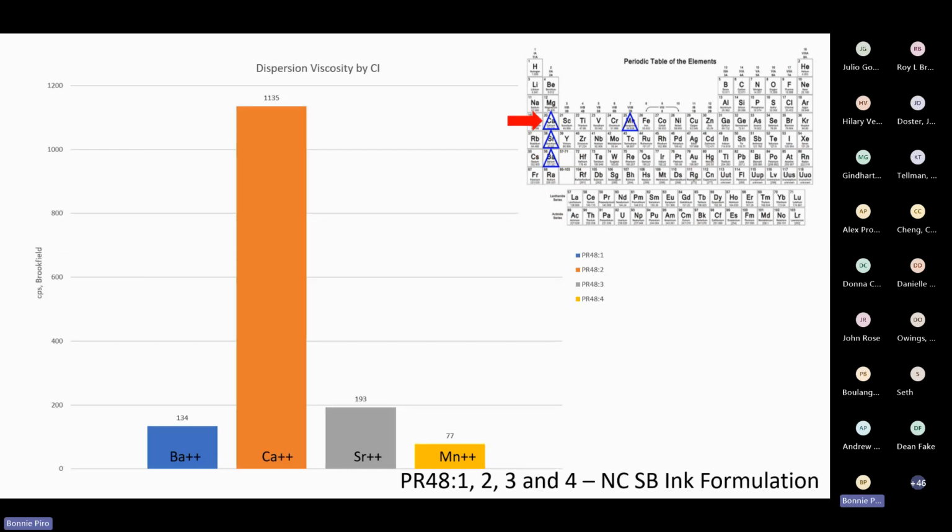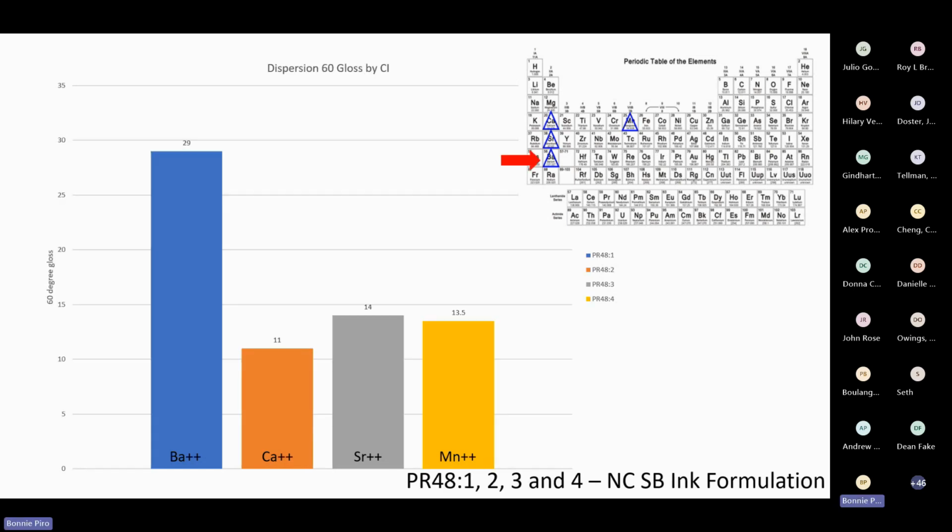Dispersion viscosity is always an important tool with respect to solvent-based ink formulation. And in this case, we see three of the four chemistries having a very similar and low response. However, the 48.2 with the calcium has a much higher viscosity. So this particular positioning in the periodic table does have a higher impact on the viscosity in this particular formulation versus the other three.